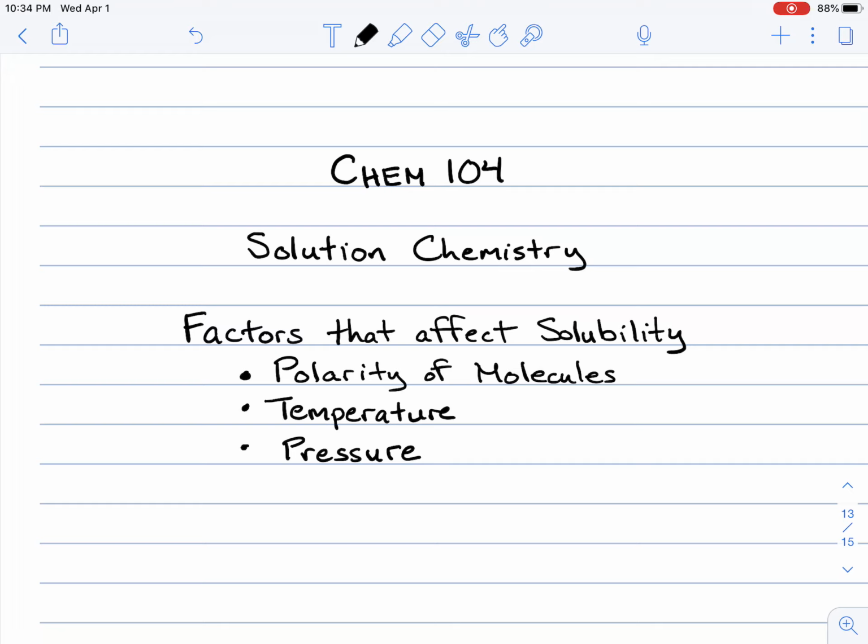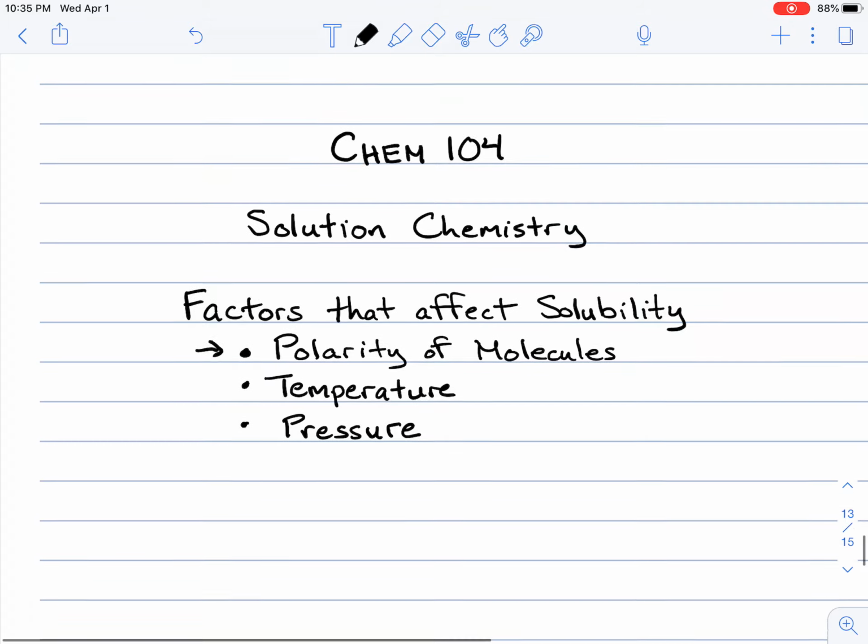In this video, we will discuss factors that affect the solubility of solutes and solvent. So the three factors that we're going to discuss are the polarity of the molecules, the temperature, and the pressure. So we're going to go ahead and discuss how polarity of the molecules can affect the solubility of a solute in solvent.